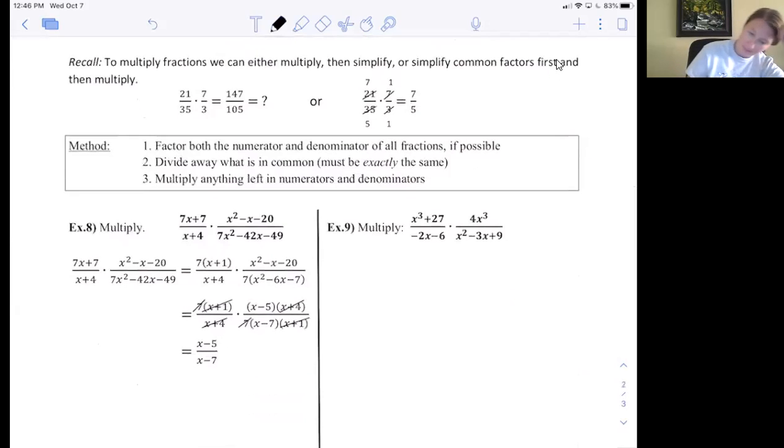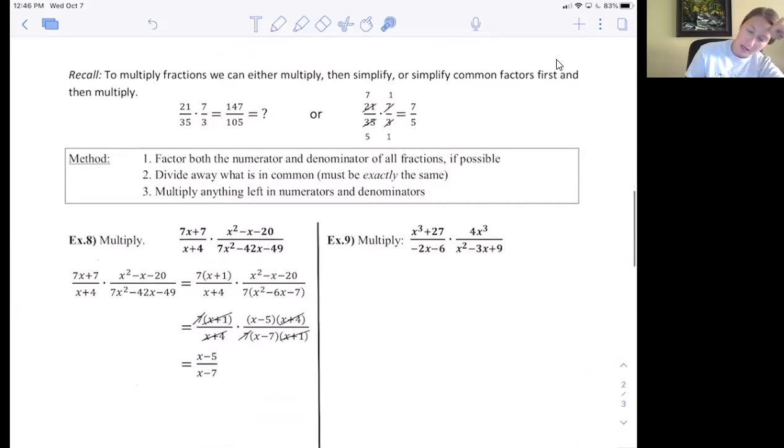Okay, so here what they're doing is just reviewing how to multiply fractions. So when you multiply fractions, you have two options. So this right here, I can just go 21 times 7 equals 147, and then 3 times 35 is 105. So you just times the top together to get the top, and then the bottom to get the bottom.